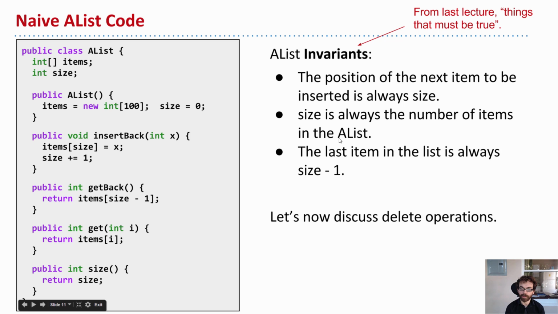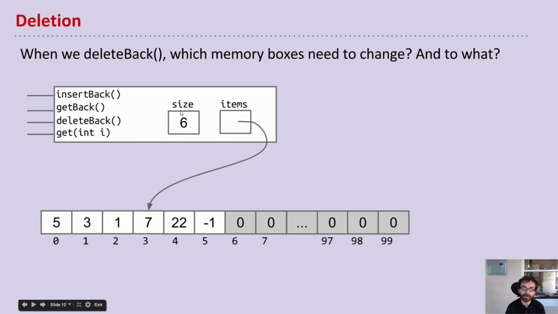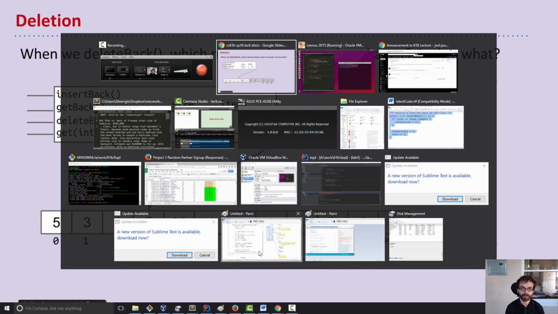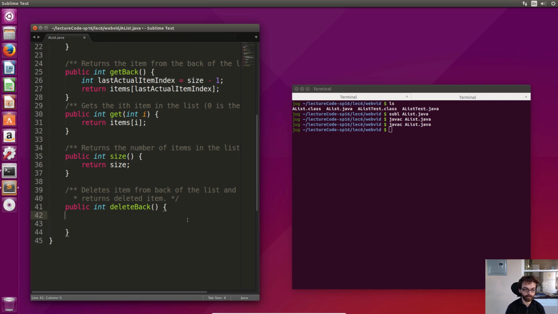In particular, we obviously need to decrease size by 1. And the other thing we need to do is make sure that the last item in the list, that getBack will work right. So in fact, just decreasing size by 1 is all we need to do to delete. So we just change this to 5, and the number is deleted, right? So let's try that out in code.